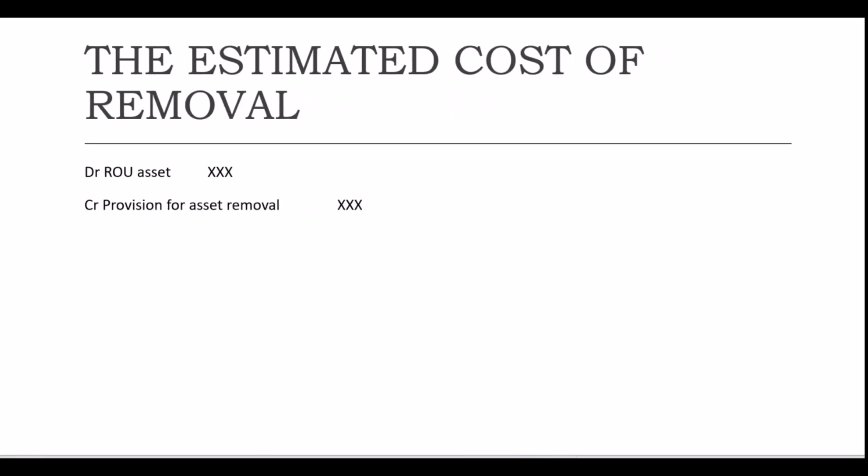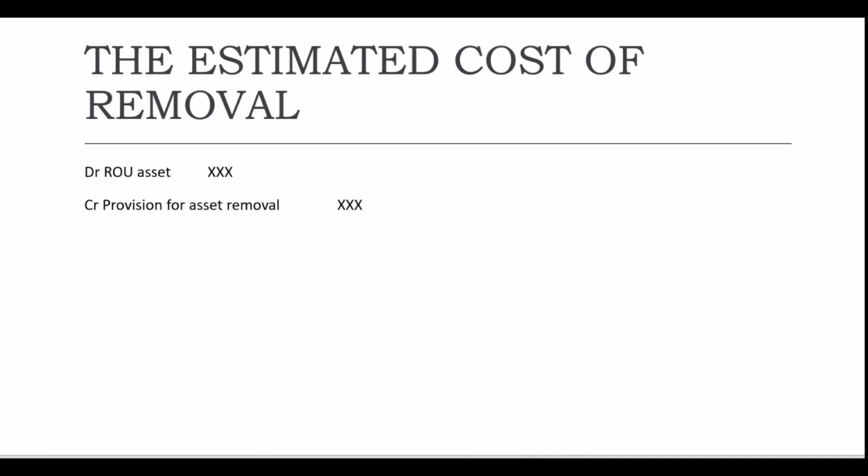And then I also say that for the asset, you must also include what? The estimated cost of restoring the site, after 30 years or 50 years or whatever it is. What is the general entry? I debit the asset and I credit provision for asset removal or provision for restoration of sites.